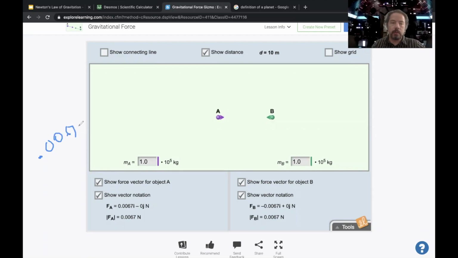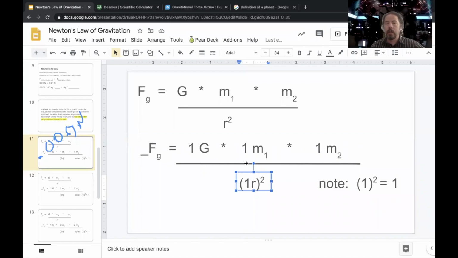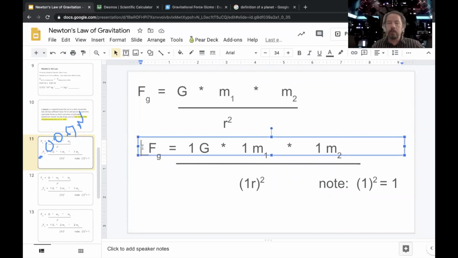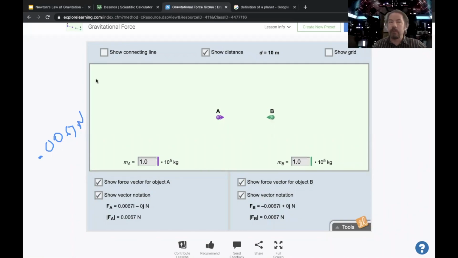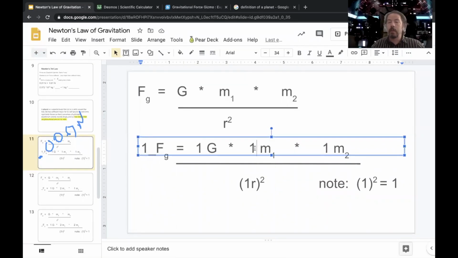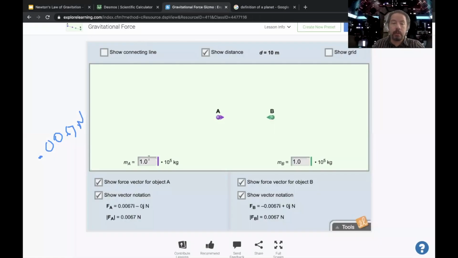So our force is 0.0067 newtons. Okay. So now I'm going to go back to our numbers here. If I multiply all those, our base force is multiplied by a factor of 1. So our base force in this case is 0.0067 newtons. Okay. So now I'm going to double the first mass. So multiply that times 2. So 2 times 1.0 is 2. And notice what happens to the force. The force is actually double what it was.